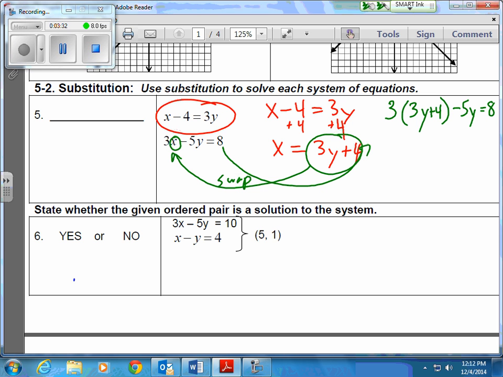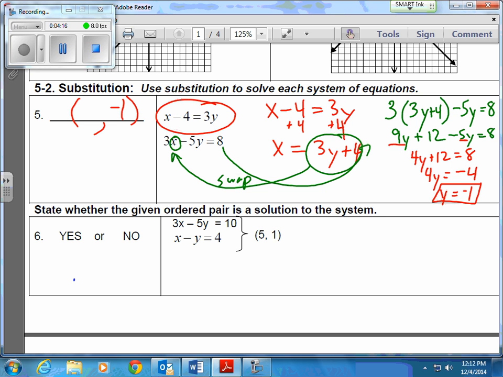Then I can solve for y. I get 9y plus 12 minus 5y equals 8 when I distribute. Then collect my like terms, 9y and negative 5y, which leaves me with 4y plus 12 equals 8. Subtract 12 from both sides, and 4y would be negative 4. Divide by 4 on both sides, y would be negative 1. So y is negative 1. That means the point of intersection has a y value of negative 1.